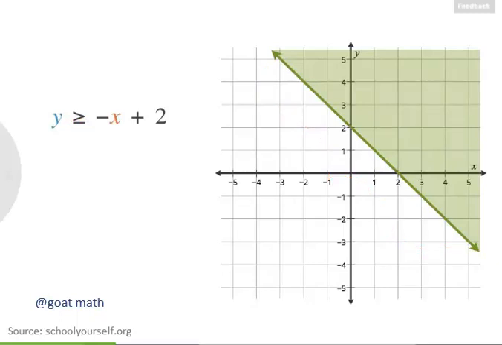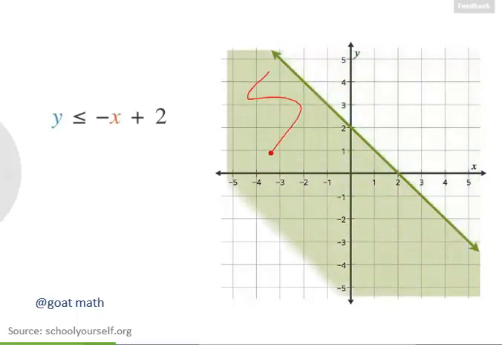Next, what if we make this a less than or equal to symbol? Well, the solution no longer includes this region above the line. Instead, it's the region below the line in the negative y direction. And finally, if y is less than -x plus 2, then the line itself is no longer part of the solution, so we draw a dashed line again.